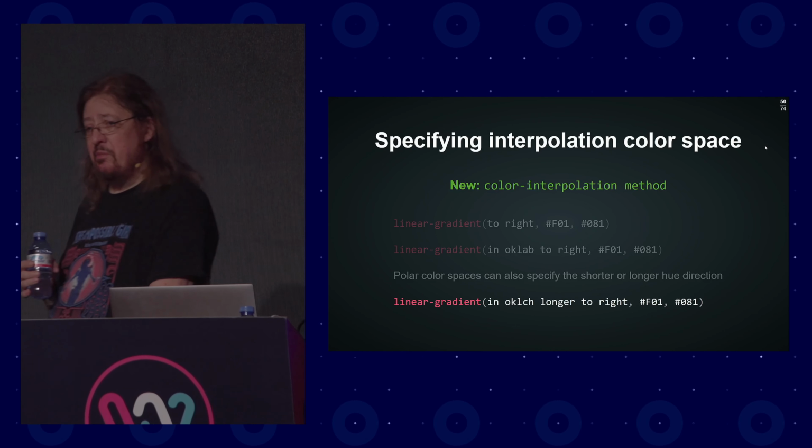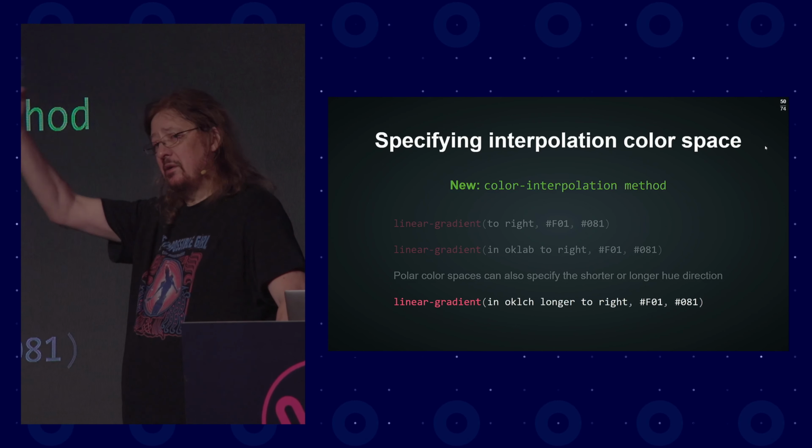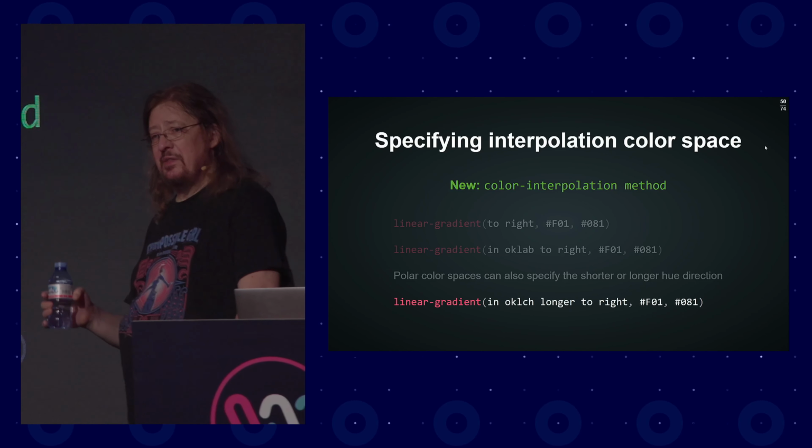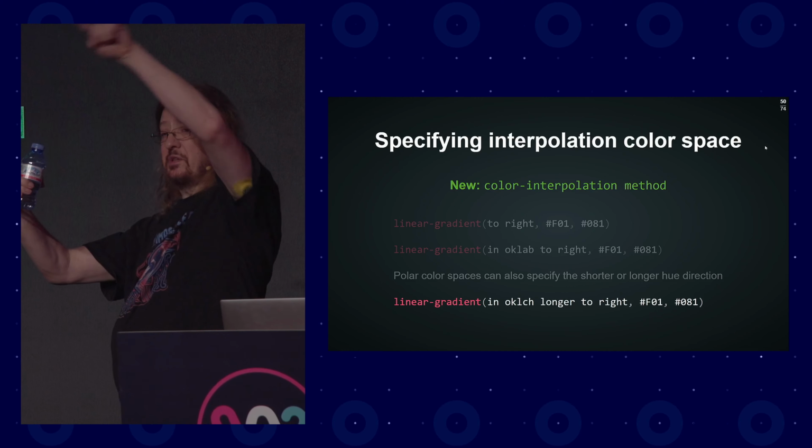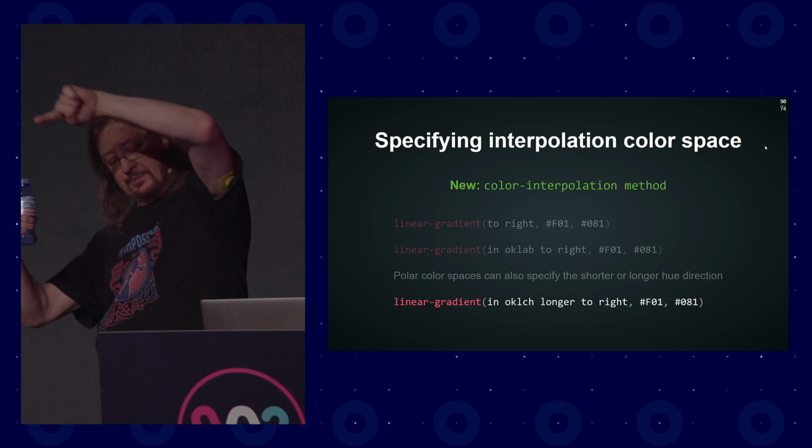You can also mix in a polar color space with an angle and a chroma. And if you do that, there's two ways around the circle. If you've got a color here and a color here, you can say the shorter way or the longer way.